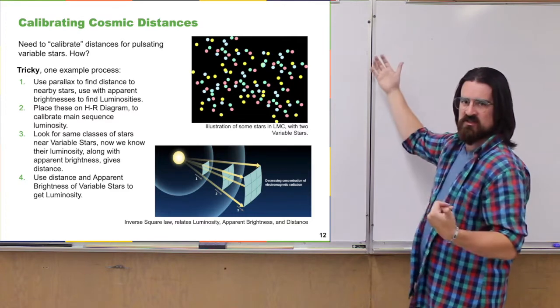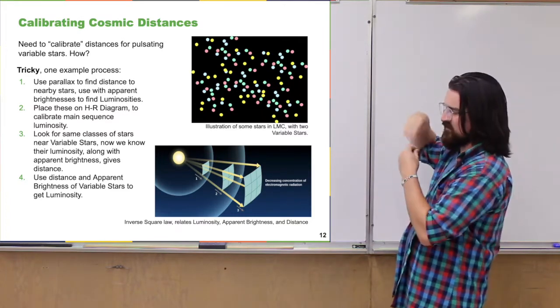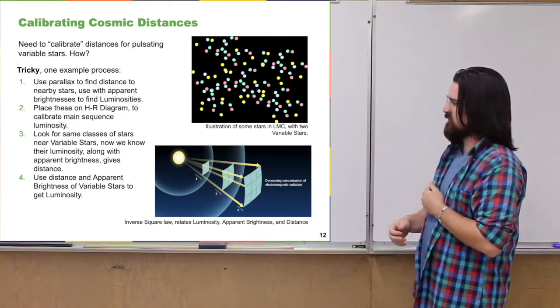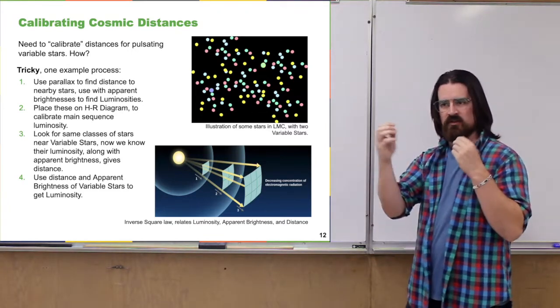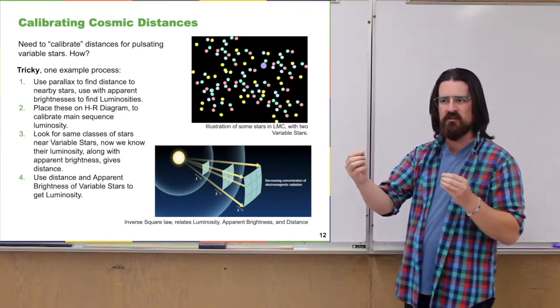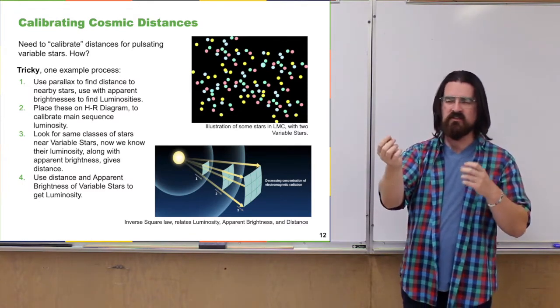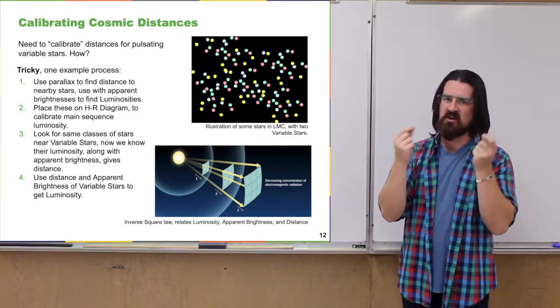So then we can say we have the distance basically to those variable stars, and given their distance and how bright they appear to us, their apparent brightness, we can calculate their actual luminosity. So not only do we now know that the luminosity is proportional to the period, we've actually calibrated it so we can say, given a period, I can tell you the luminosity of that star. It's a very powerful thing.